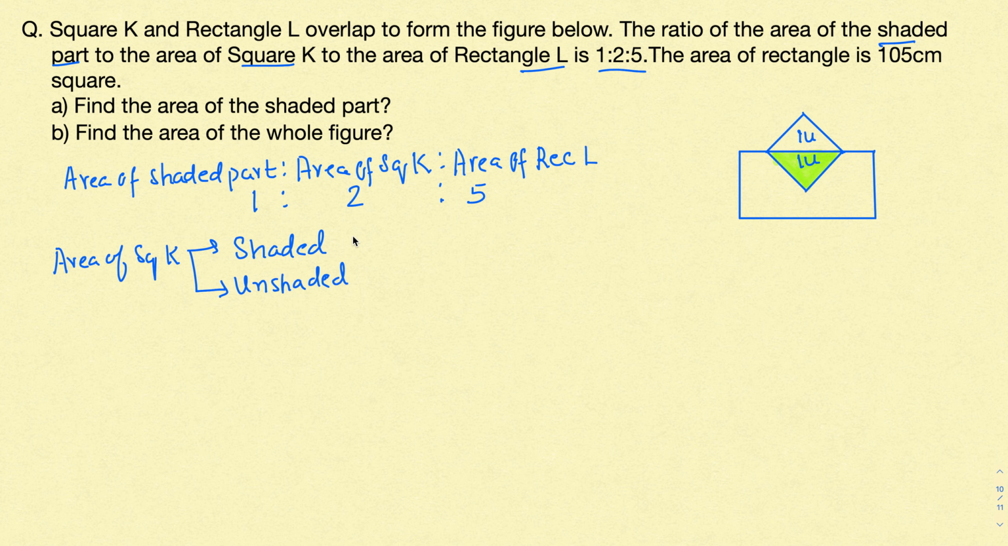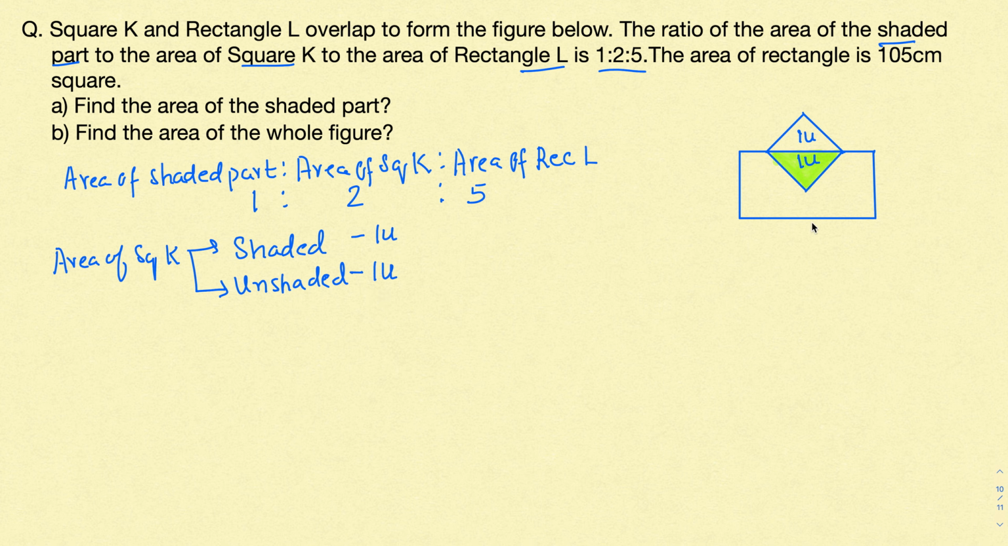So shaded part is how many units? Shaded part is 1 unit, we can see here. And how about the unshaded part? That is also 1 unit. Now you can see here, if we add shaded plus unshaded, it will give you 2 units, and that's the area of the square. So it's correct.